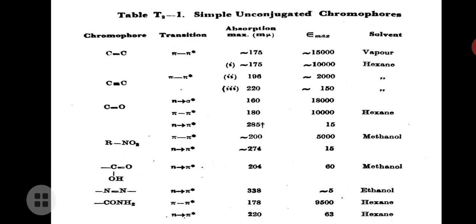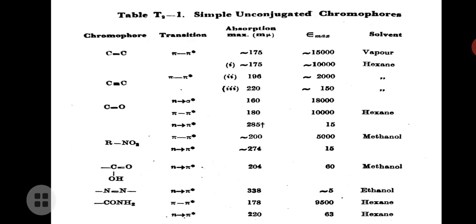Next factor, simple conjugated chromophores such as dienes or alpha beta unsaturated ketones have high Emax values, that is from 10,000 to 20,000. Next factor, the absorption with Emax value between 1000 to 10,000 shows an aromatic system.